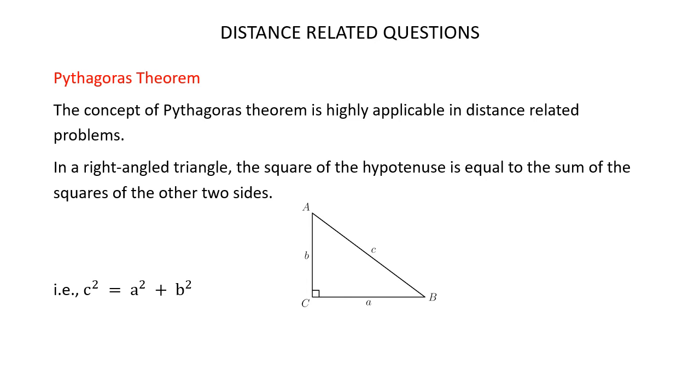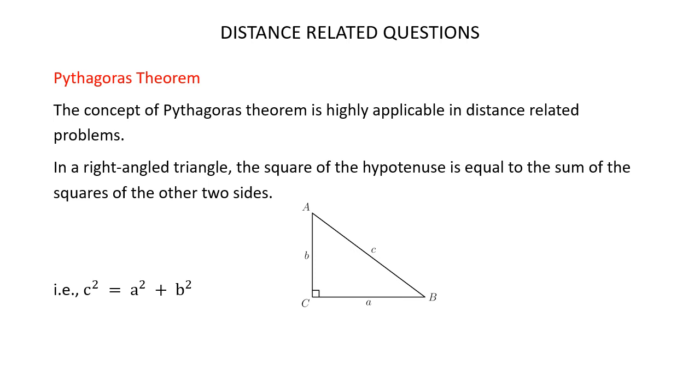Let's learn more about the Pythagoras theorem. The concept of Pythagoras theorem is highly applicable in distance-related problems under the topic directions. Now, according to the Pythagoras theorem, in a right-angled triangle, the square of the hypotenuse is equal to the sum of the squares of the other two sides. Let's understand this with the help of a diagram.